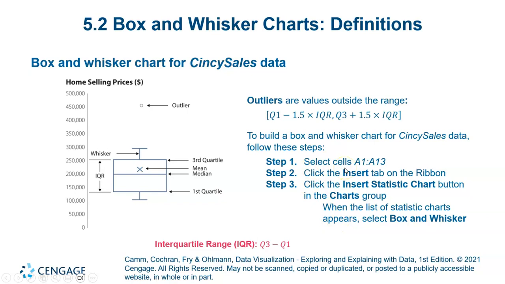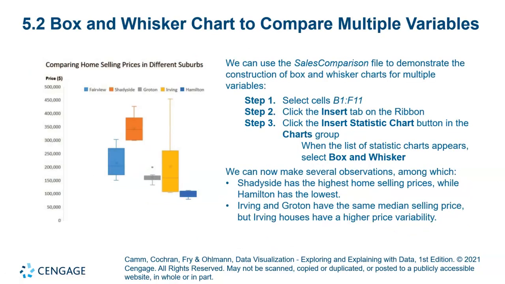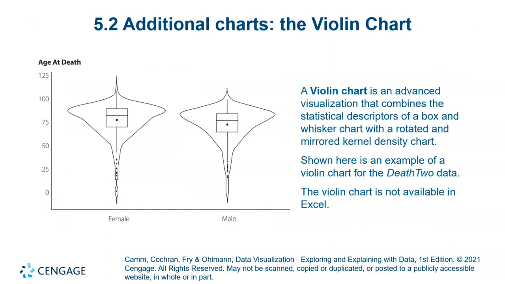The drawing of this box and whisker chart is very easy. You need to select the data from A1, let's suppose, to A13, and then click on the Insert ribbon and insert the statistical chart, and then click on the box and whisker chart. Here are the different box and whisker charts, and an example for you to compare multiple variables. You can vary the color as well, so they become easy to distinguish. This is another kind of interesting chart, although it is not available in Excel, but it also exists, and it is called the violin chart.